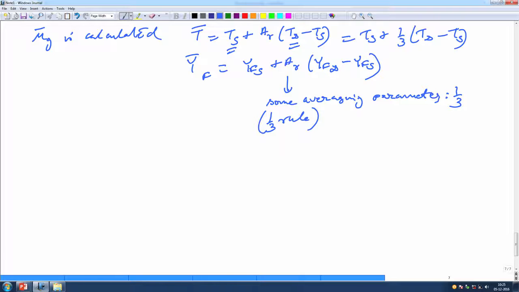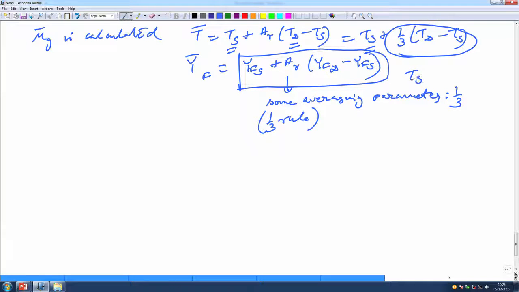So it is not like just the mean of the two, it is not like Ts plus T infinity by 2, right, because the temperature is predominantly Ts and there is a little bit of a contribution coming from the difference, right. And a similar thing happens with composition, okay. It is not Ts plus T infinity by 2, that is wrong, okay. So this has come through experiments and empirical correlations, that this is called the 1/3 rule.